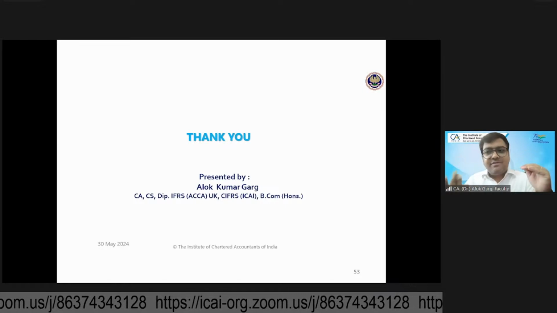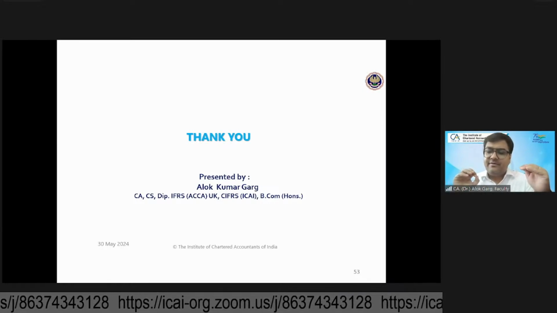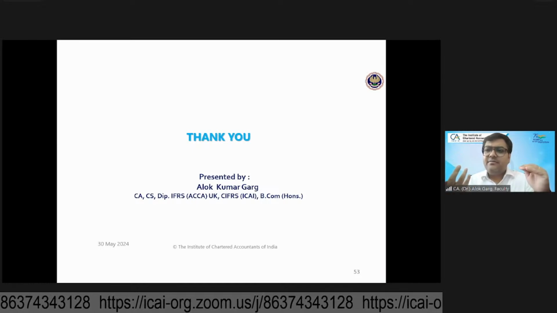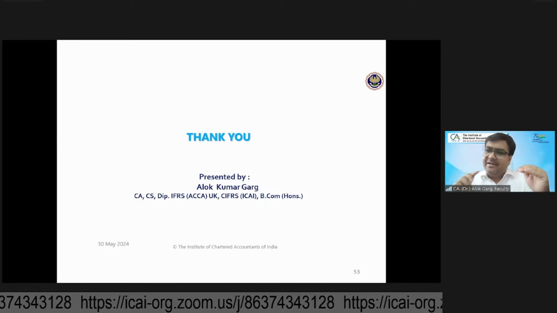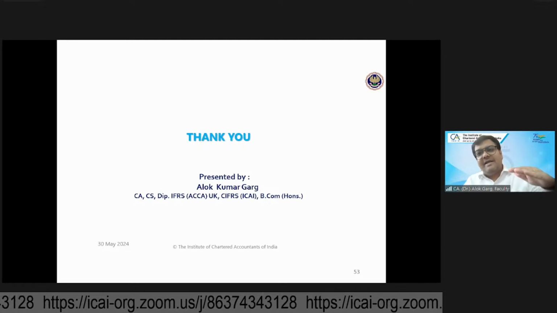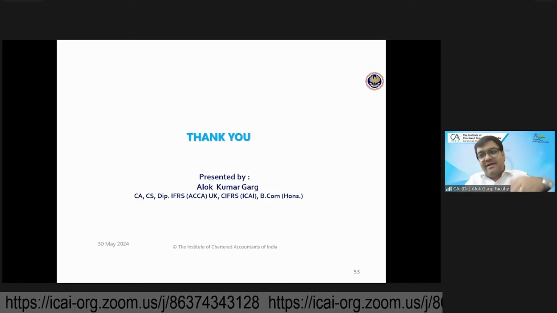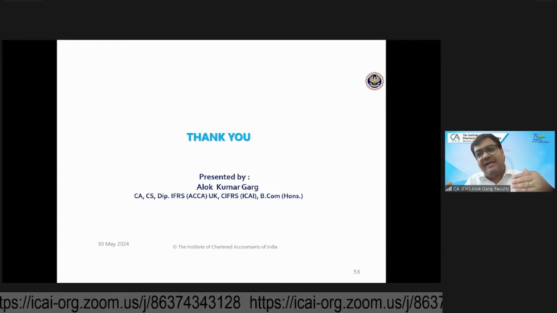Now, what is my depreciation? 9 lakh divided by remaining life. What is my remaining life? 9 years. So 9 divided by 9 is 1 lakh. At the end of the second year, my carrying value or WDV will become 8 lakh. Remaining life is 8 years. Again, in the third year, your depreciation will be 1 lakh only.